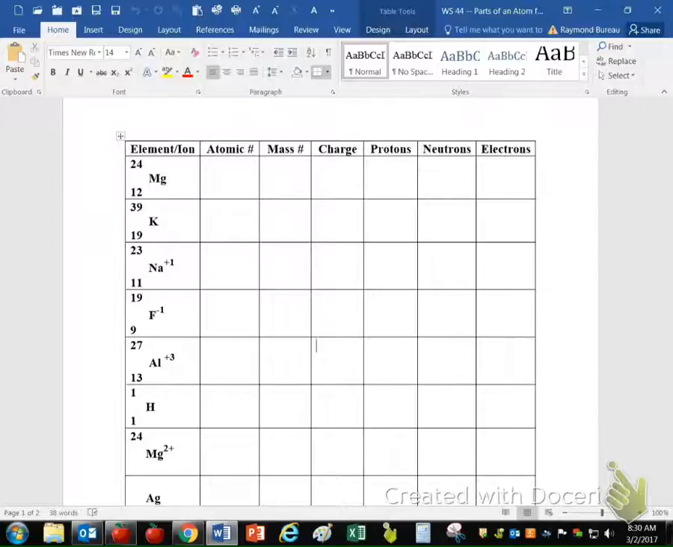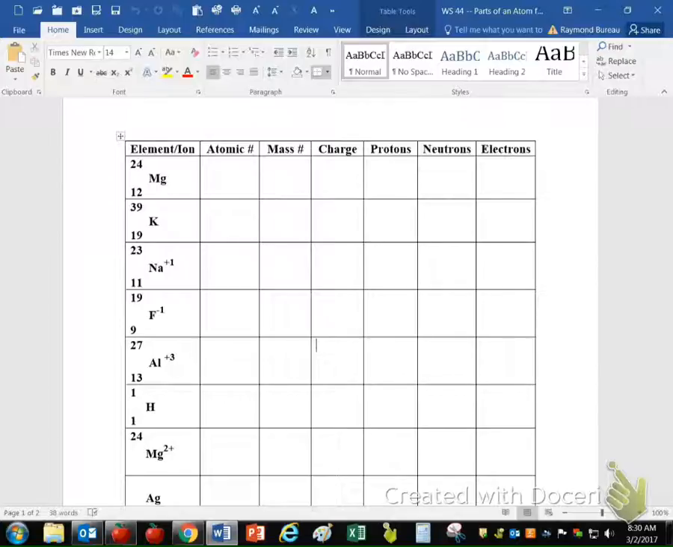The atomic number equals the number of protons. The number of electrons in a neutral atom is equal to the number of protons. The mass number equals the sum of the protons and the neutrons, as you see in the example in the box at the top of the page.